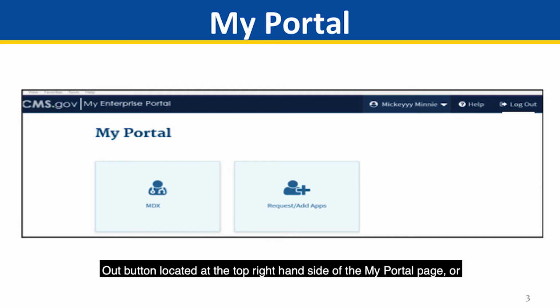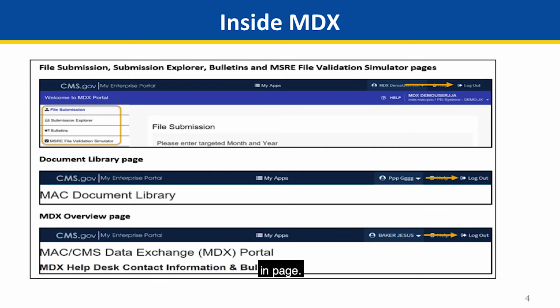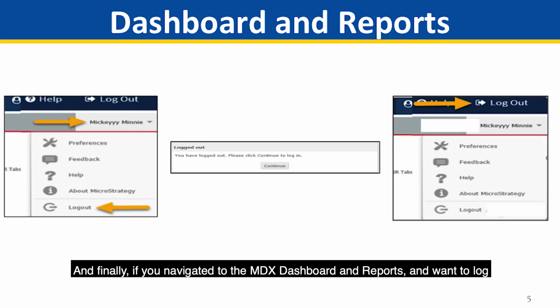You can use the Logout button located at the top right-hand side of the My Portal page, or, once inside MDX, the Logout button can be found on the File Submission, Submission Explorer, Bulletins, MSRE File Validation Simulator, Document Library, and MDX Overview pages. Simply click on the Logout button to return to the Login page.